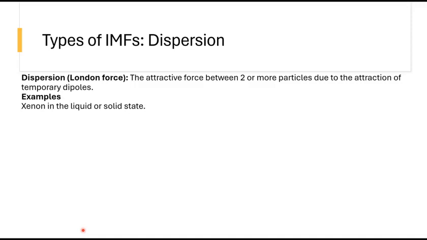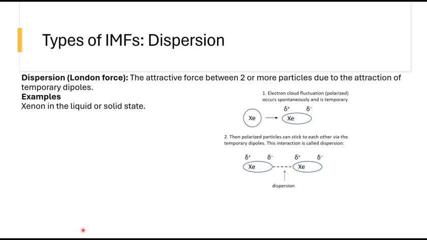Xenon is a gas at room temperature, but we can liquefy xenon or solidify it by removing enough energy. In order to do so, though, the xenon particle has to undergo fluctuations of its electron cloud that occur at any given moment, and they're spontaneous and temporary. The fluctuation of the electron cloud will result in a temporary partial positive end and partial negative end. That dipole can now interact with other particles like it via those temporary dipoles. That sticking together between 2 or more particles is called dispersion if it occurs between the temporary dipoles.